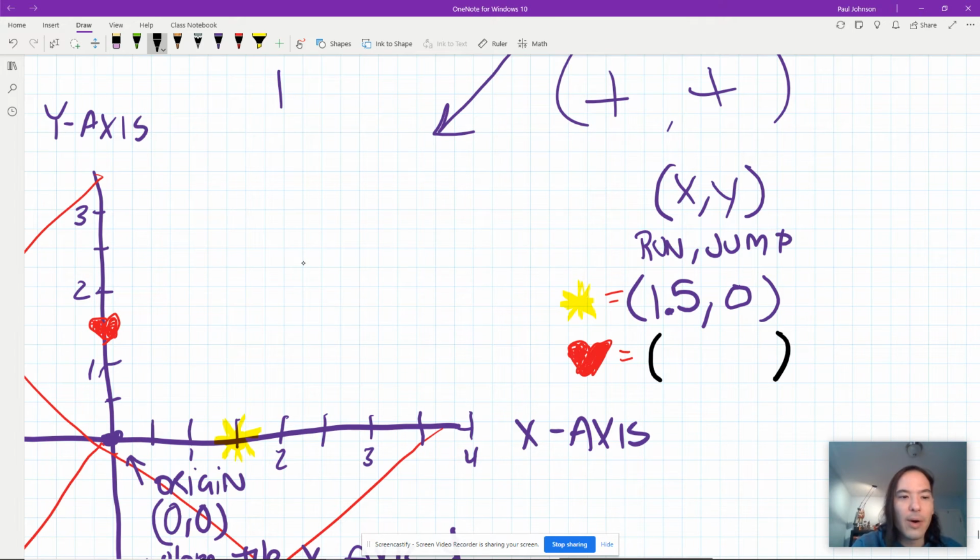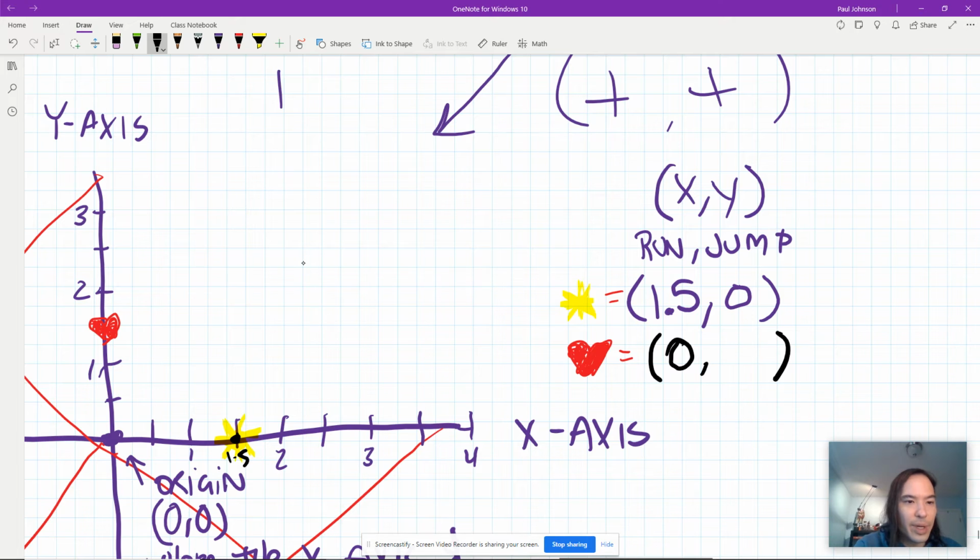So did we run at all? If you said no, you are correct. We didn't run because we're nowhere on the x-axis. We're still at the origin, right? The heart is up here. We are not running at all. So we have an x of 0 because we went nowhere on the x-axis. See, before we went to 1.5, but this time we stayed on the origin, right? And then how many did they jump?